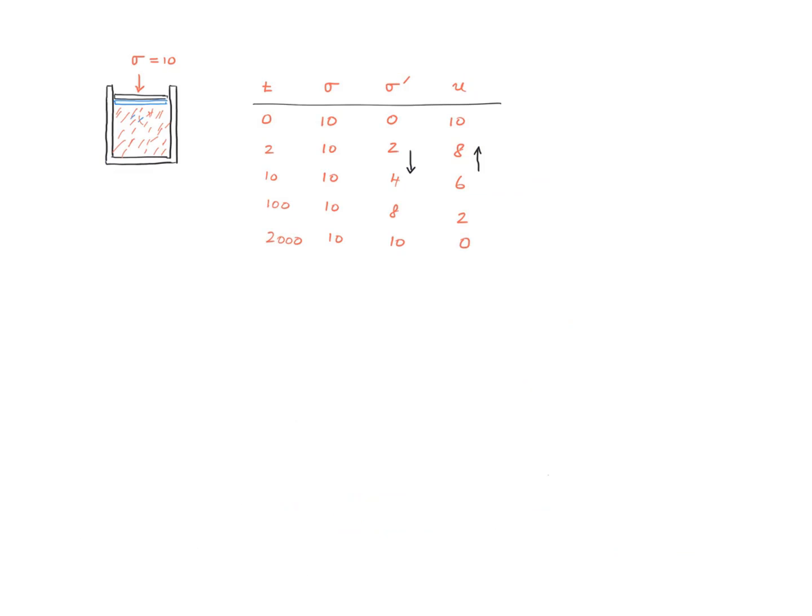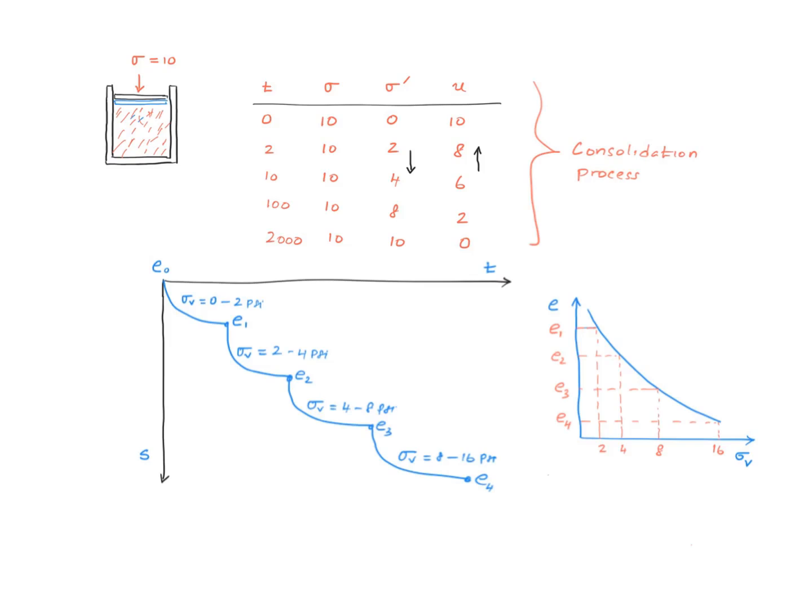So here's a translation between the hypothetical spring water model and the real soil system. Think of this as the total stress. This total stress is going to be carried by both the effective stress and the pore water pressure. So initially when time equals 0, the effective stress is 0, pore pressure is 10. And then as the time increases, effective stress increases and the pore pressure decreases. Eventually, the effective stress becomes exactly equal to the applied pressure 10, and the pore water pressure becomes equal to 0. This is the consolidation process.